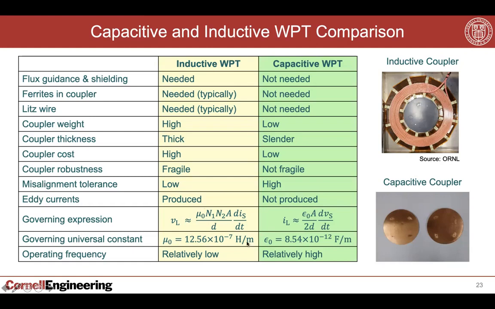And there's a more than 5 orders of magnitude difference between the permeability and the permittivity of free space. And these free space values are also the values that are applicable to air. And so inductive systems have an inherent advantage, and they also have an advantage because of the number of turns that you can add to your coils. And so there is a built-in advantage for inductive systems.